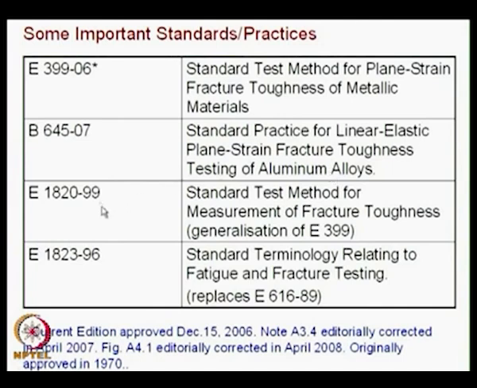Then you have another standard, E1820-99. It is a standard test method for measurement of fracture toughness. It is a generalization of E399. Then you have another standard, E1823-96, standard terminology relating to fatigue and fracture testing. This replaces E616-89. I had already mentioned there is overlap of symbols between fatigue and fracture. So, people also looked at this issue and standardized which way those quantities have to be referred.